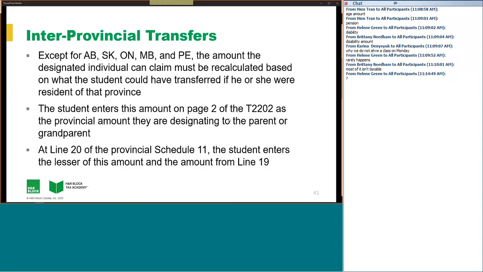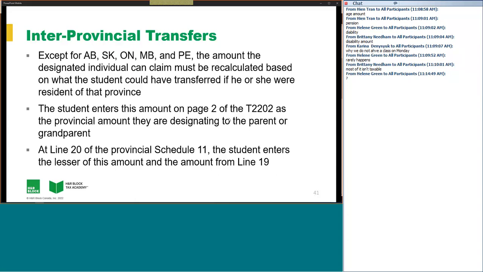So if I have a student who is living in BC and they want to transfer credits to their parents who are living in Manitoba, I'm going to do that student's return in BC as I normally would, assuming they are a resident of BC, and they're going to have a BC Schedule 11. And then I'm going to take the same student and do a Schedule 11 for Manitoba, and see what they would be able to claim in Manitoba, and then that will be what I will designate. Okay? It's messy and it's complicated. What I do for this one, every time I have to do it, is I go back to my textbook and look at the transfer rules and figure it out based on what they tell me to do.